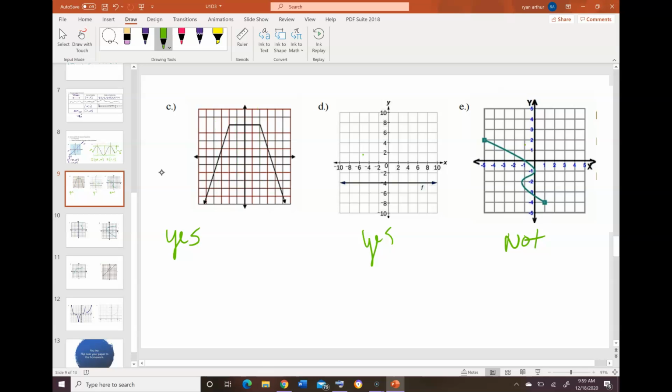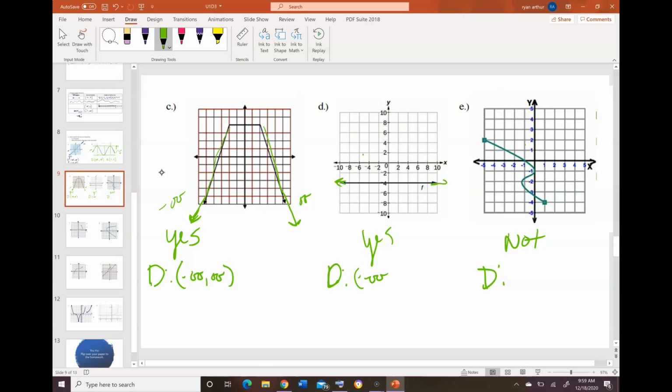All right, the domain. Let's do the domain for all of these. So your domain is how wide your function is. Okay, so look, this is going at a slant. So see how it's getting wider and wider, right? So it's going to keep going to the left, which is negative infinity, and it's going to keep going to the right, which is positive infinity. So my domain here is negative infinity to positive infinity. Okay? D, how far left is it going? Well, that arrow says it's going to keep going left, which is negative infinity.